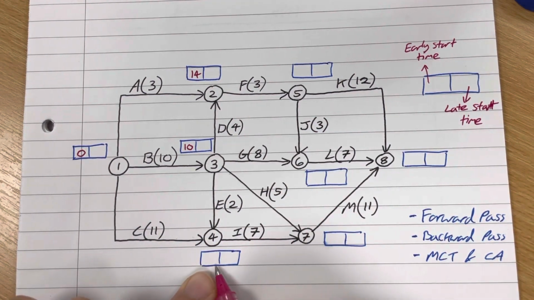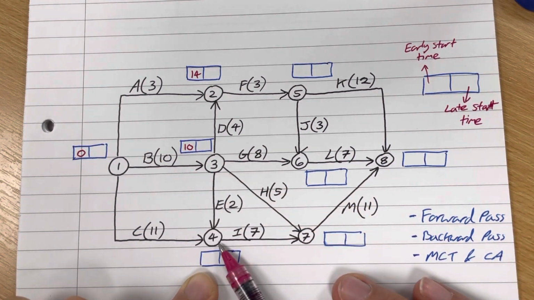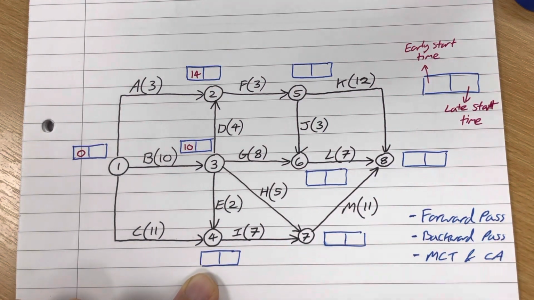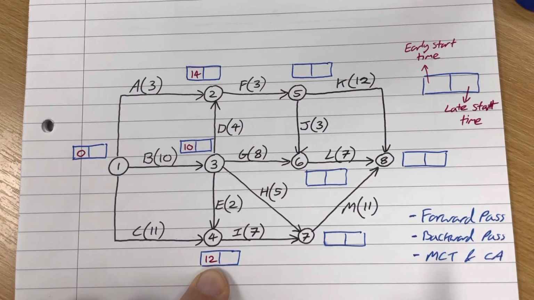I could do this one down here as well. I've got two inputs. I've got 10 plus 2, which is 12, or I've got 0 plus 11, which is 11. And again, for the same reason, I take the biggest number on the way forwards. So that is the number 12. Okay, and I just continue in that manner until I complete all of my early start time boxes.